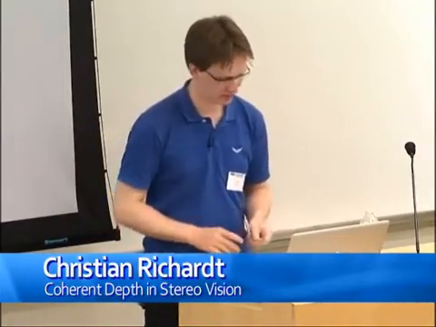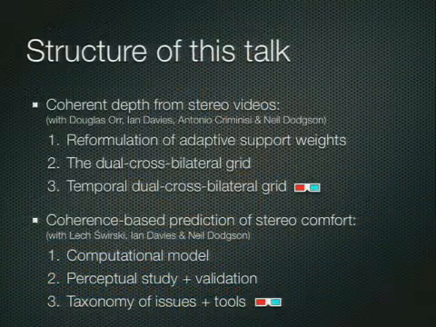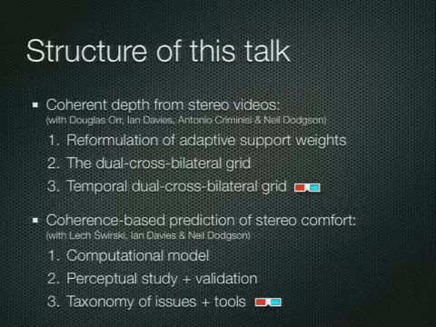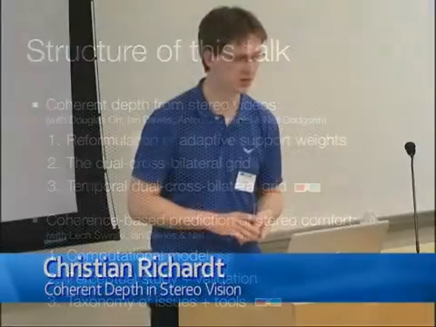Thank you very much for the introduction. So today I'd like to talk about two pieces of recent work that both relate to coherent depth in stereo vision. And they're taking slightly different views. So the first part is going to be about how to extract coherent disparity maps from stereo videos. And the second part is going to be about how we as humans perceive coherent depth from stereo images and what causes viewing discomfort in these images.